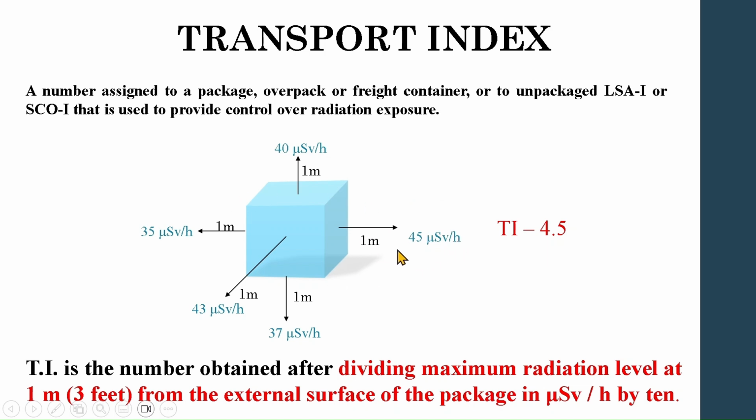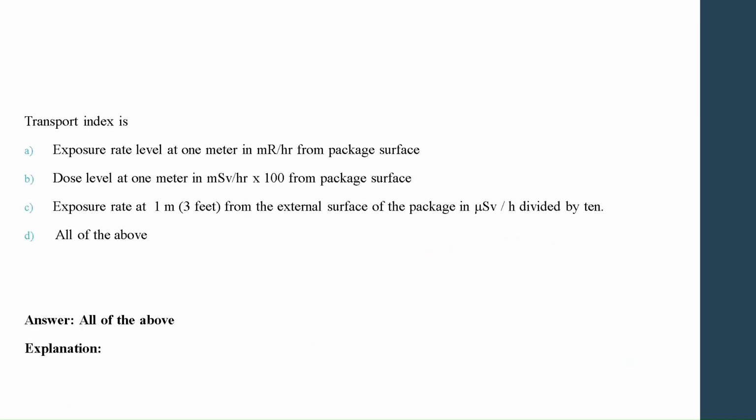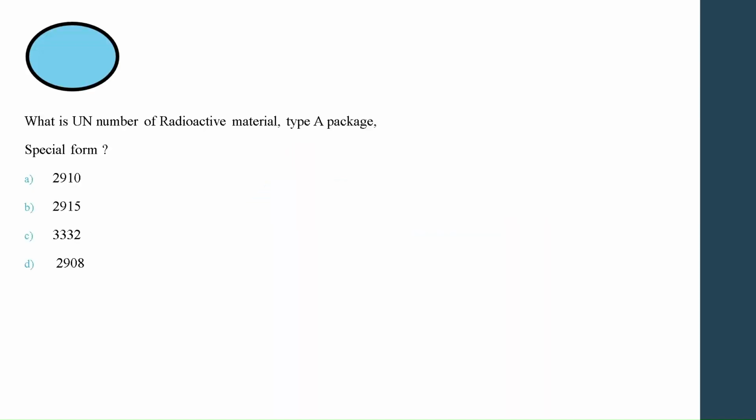like in this case it is 45 microsievert per hour, you have to divide that by 10. That will be your transport index. So in this way you can calculate the transport index of your package. If you are taking the reading in terms of millisievert per hour, then you have to multiply that by 100 in order to get the transport index.